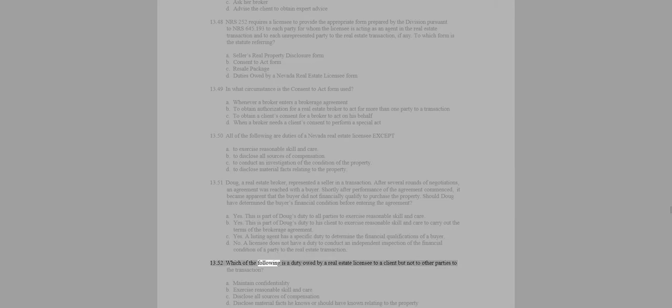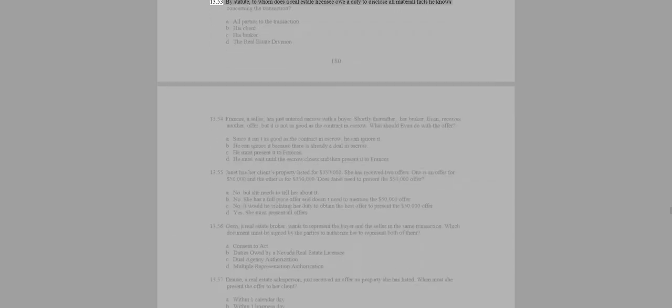13.52 Which of the following is a duty owed by a real estate licensee to a client but not to other parties to the transaction? A. Maintain confidentiality. B. Exercise reasonable skill and care. C. Disclose all sources of compensation. D. Disclose material facts he knows or should have known relating to the property.